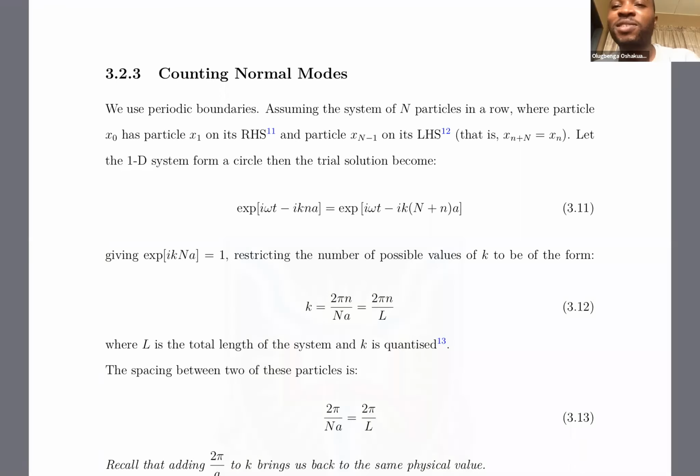Okay. Let's come back to physics. Counting normal modes. When we've spoken about periodic boundaries in the past, now we want to view vibrations in a classical way, trying to count vibrations in a classical way.